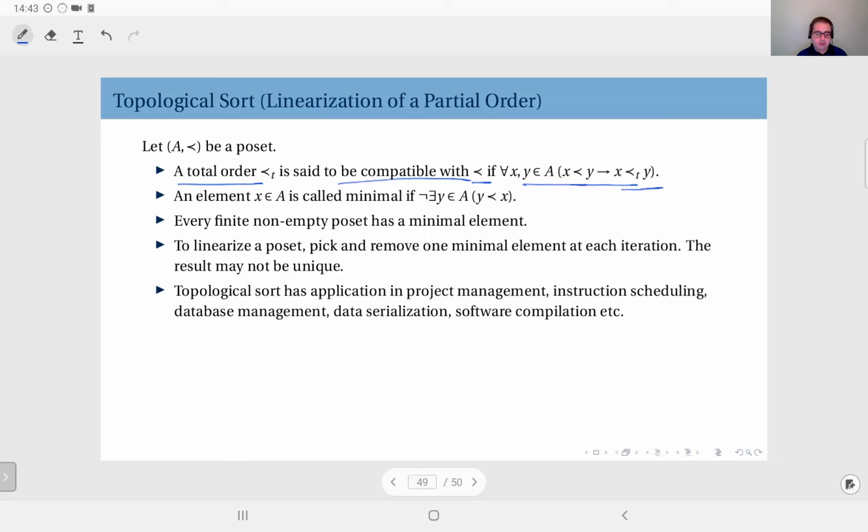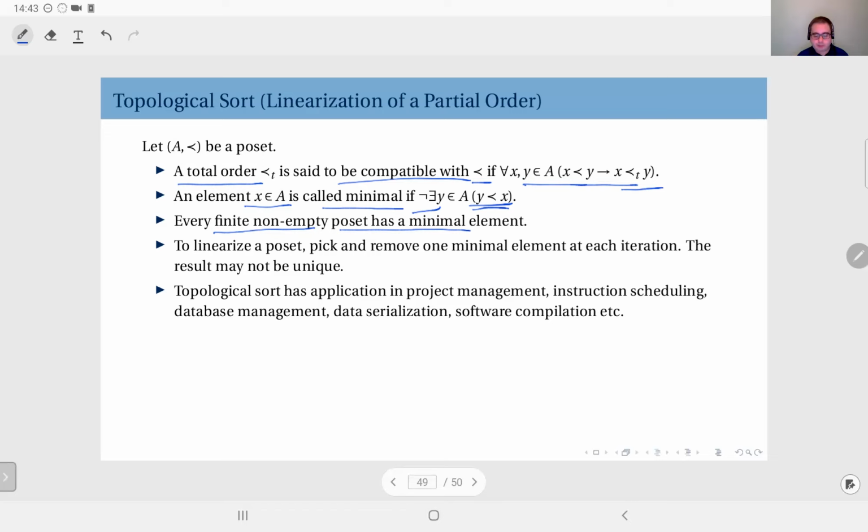Okay, and here's a terminology. An element x is called minimal if there is no element less than x. Okay, there is no element less than x. It doesn't have to be unique, doesn't have to be smaller than all other elements, but it's minimal if there are no elements smaller than it. Now, every finite non-empty poset has a minimal element. You have a finite non-empty poset. It has at least one minimal element. It can have multiple.